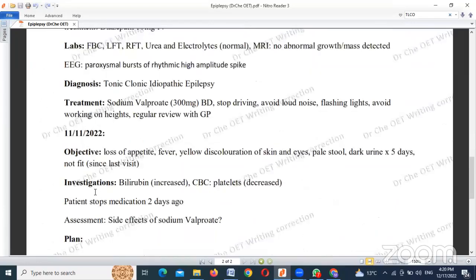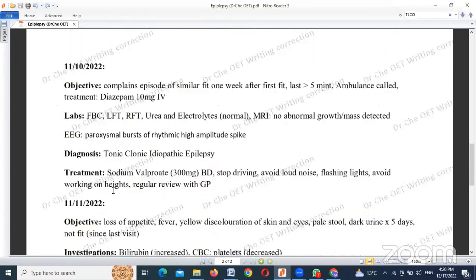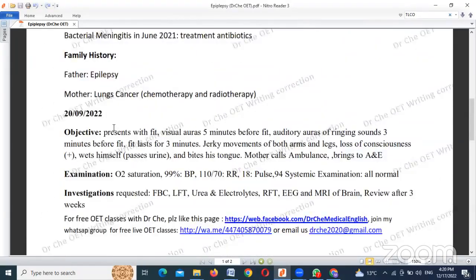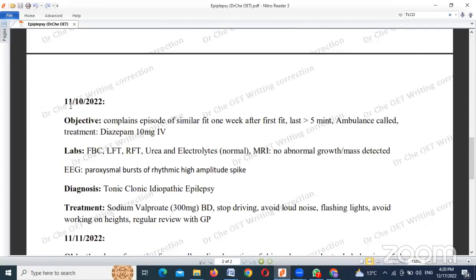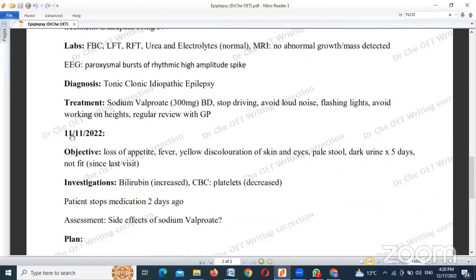So how many visits do we have in this letter? First visit, the patient came on 20th of September. Then the second visit is on 11th of October, and the next visit on 11th of November. So how many visits do we have in this letter? Three visits. So we have 3 visits in this letter.